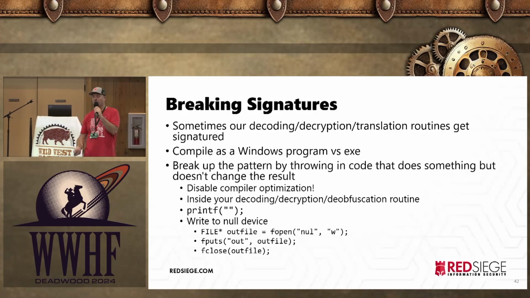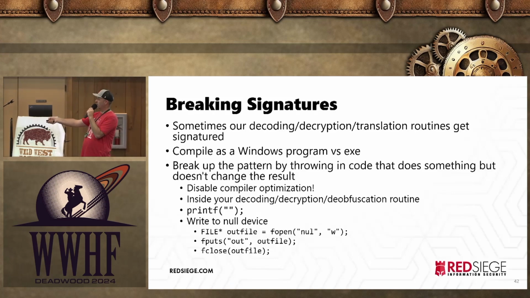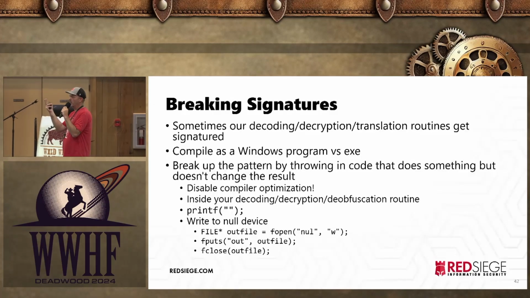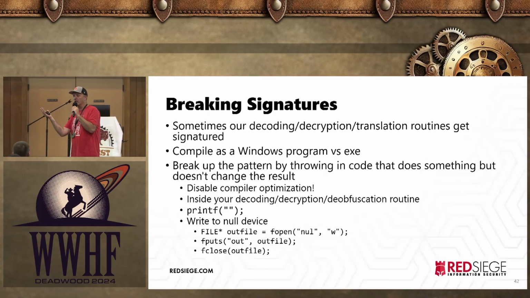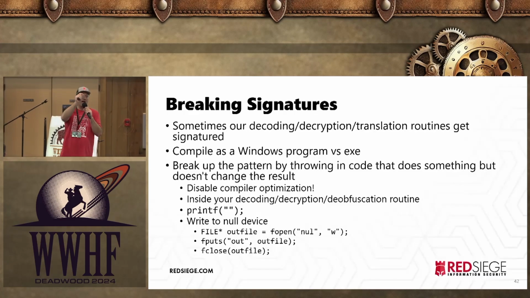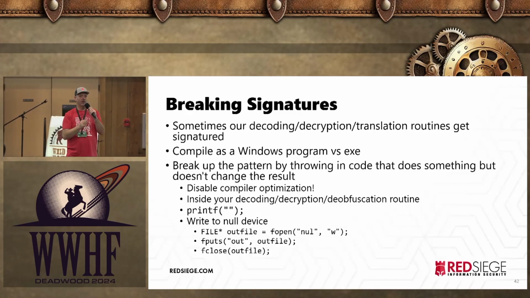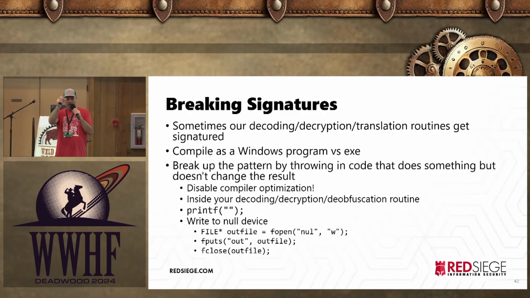So disable compiler optimization. One of the things you can do is just printf, but don't print anything out. Like just printf and open and close. Nothing goes to the screen, but something happened. Something happened between one action and the next action. And because signatures are brittle, if you change that, that can be enough to change the signature.